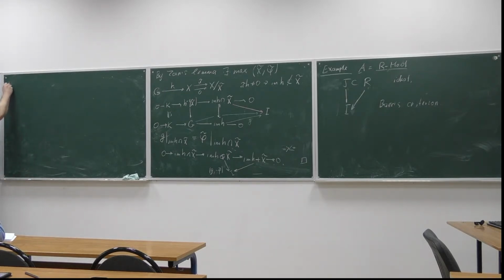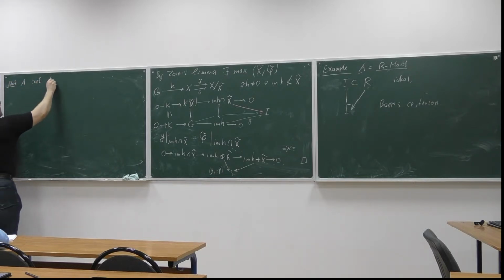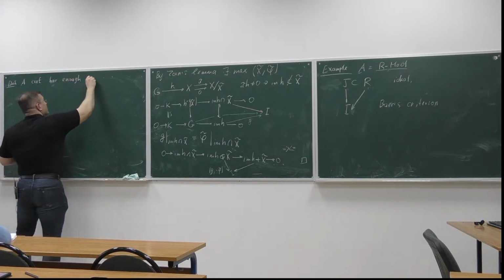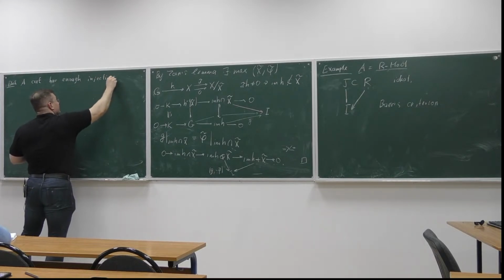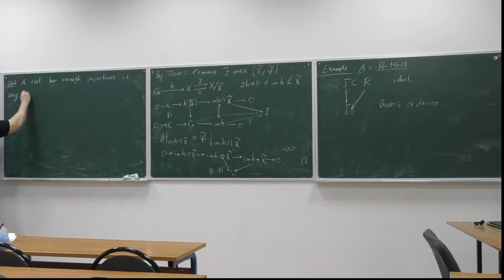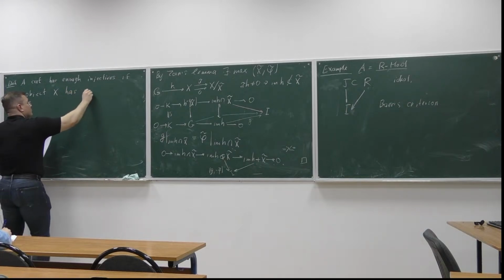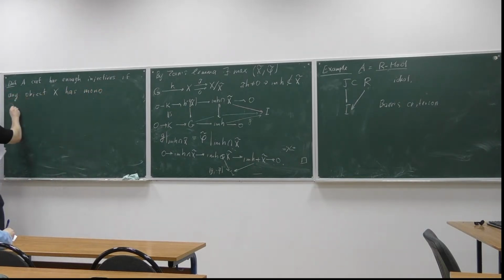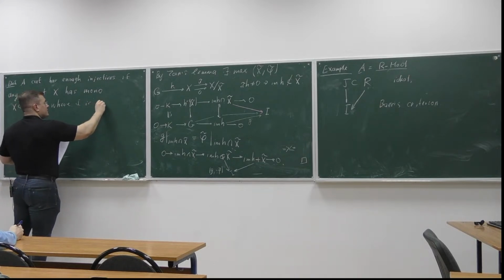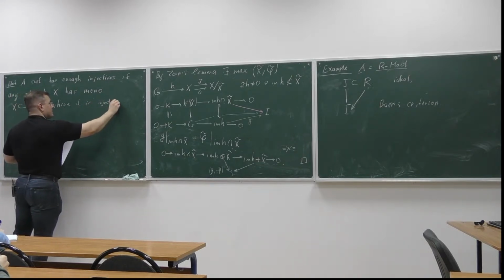Okay, so another definition. A category has enough injectives if any object X has a monomorphism from X to I, where I is injective.